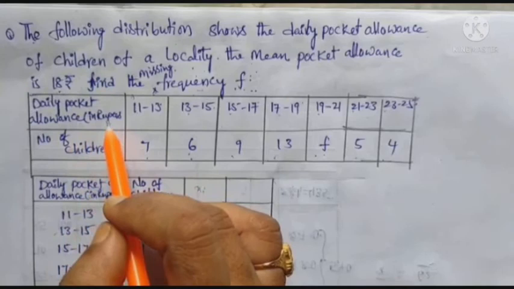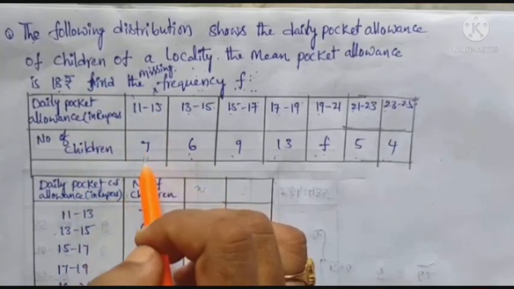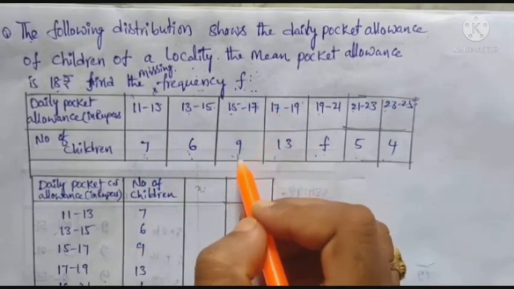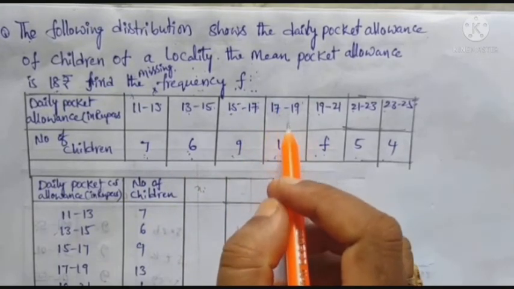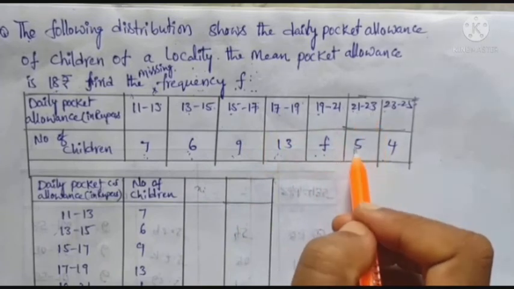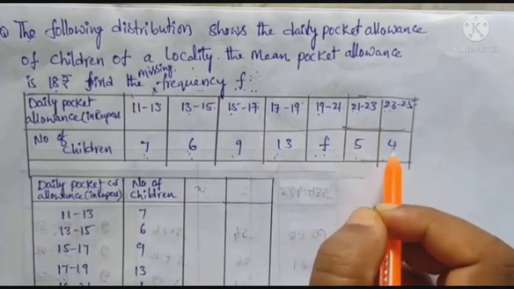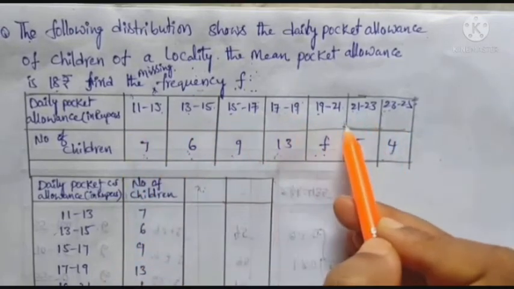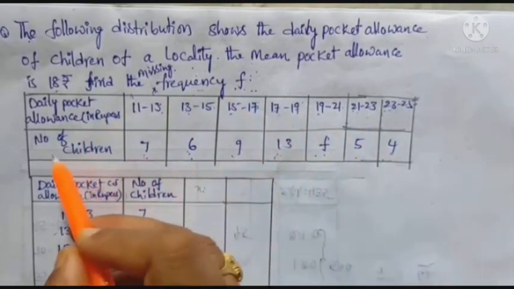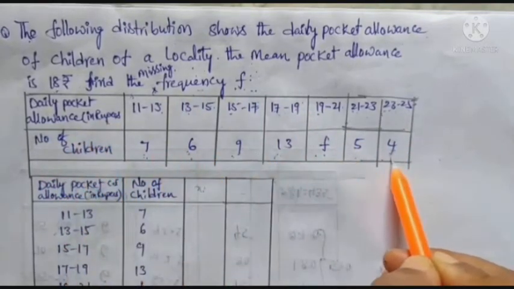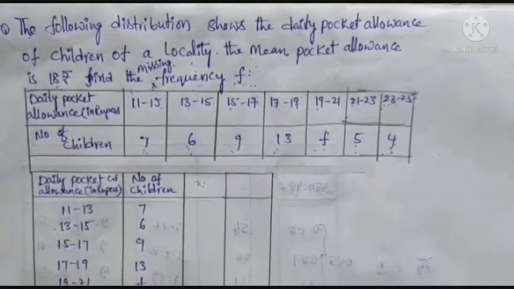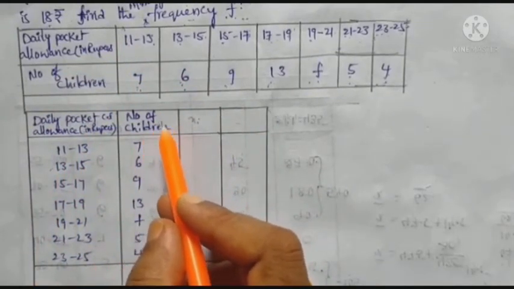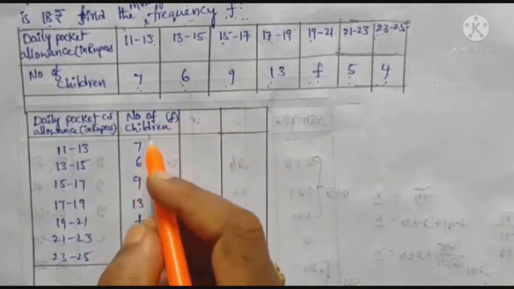Daily pocket allowance is in rupees. 11 to 13, number of children is 7. 13 to 15, number of children is 6. 15 to 17, number of children is 9. 17 to 19 is 13, 19 to 21 is f, 21 to 23 is 5, 23 to 25 is 4. Here 11 to 13 up to 23 to 25 are class intervals. And 7, 6, 9, 13, the number of children, are frequencies. We write class intervals in the first column one by one, and the second column is the number of children, the frequencies.